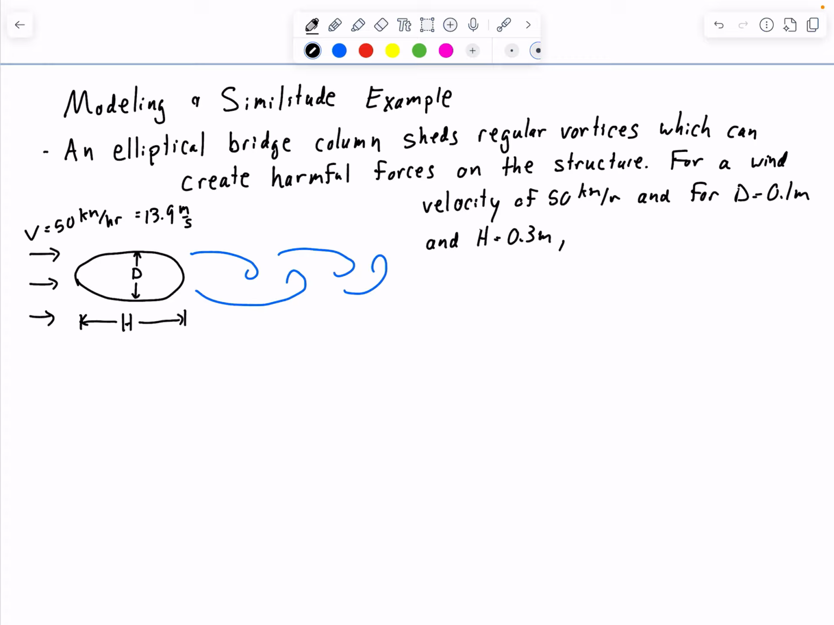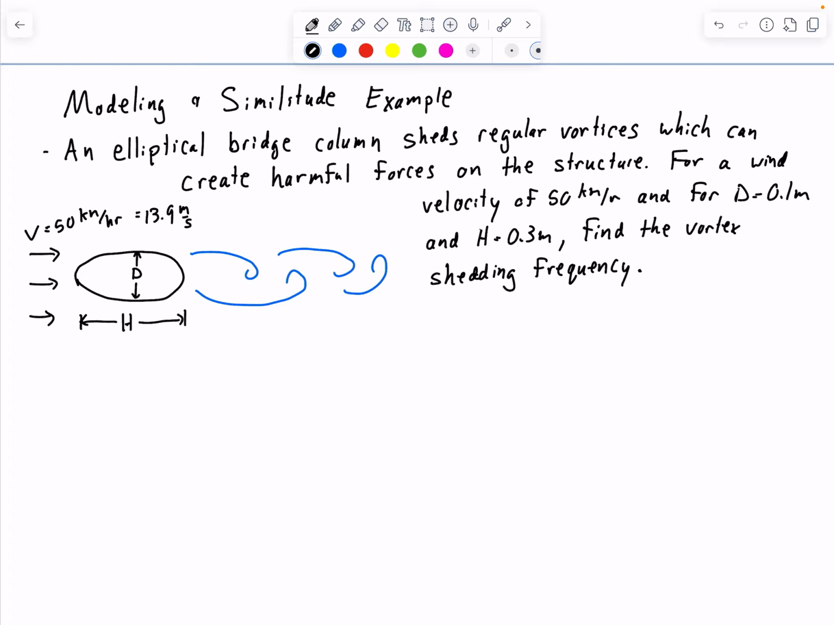So we're given the wind velocity, and we're given the dimensions of this bridge column. This is the cross-section that I've drawn for a diameter D of 0.1 meters and a length H of 0.3 meters. We want to find the vortex shedding frequency. In other words, what is the frequency at which these vortices are being created and shed into the wake of this bridge column?